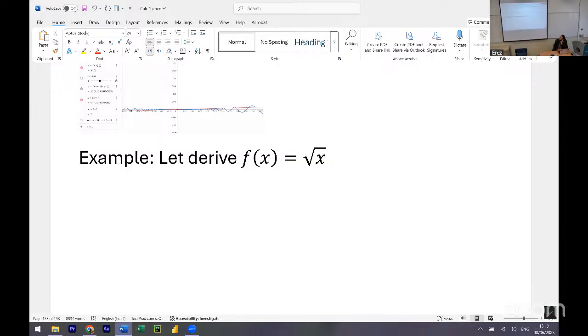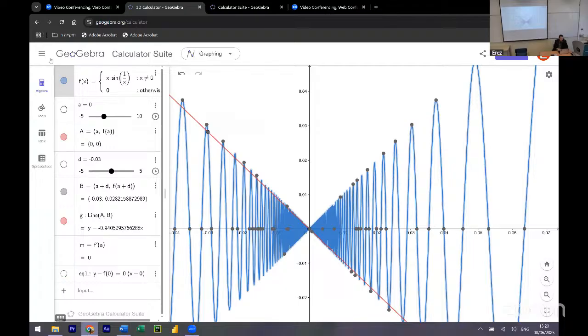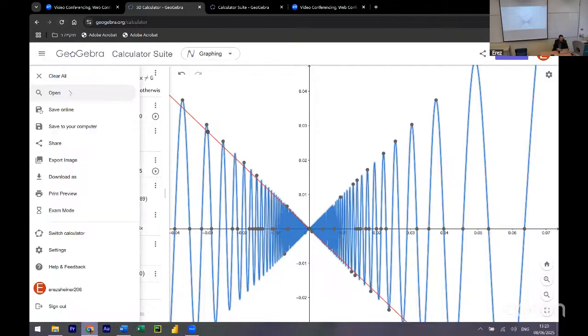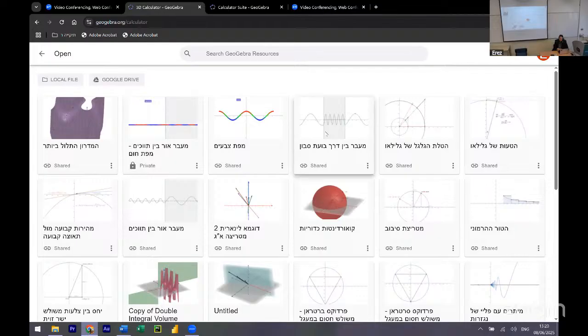And then students tell me, why do I need to derive by definition? We know the derivatives of all the elementary functions. So first of all, we need to prove the derivatives of all the elementary functions. But people actually ask you that all the time. And the next thing is that sometimes functions are not elementary.